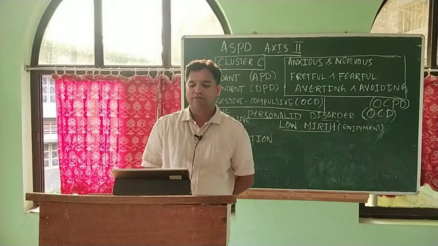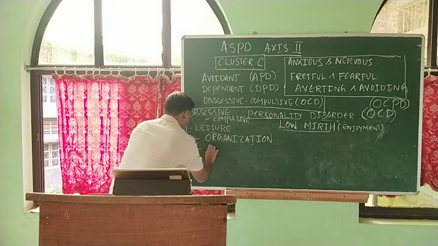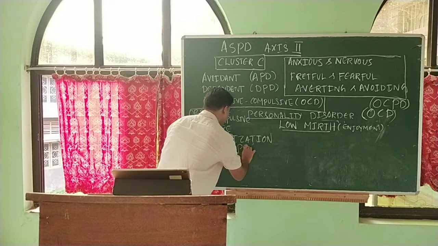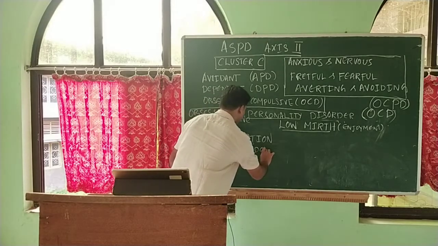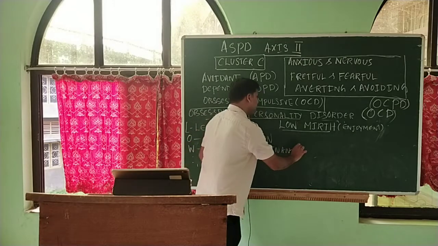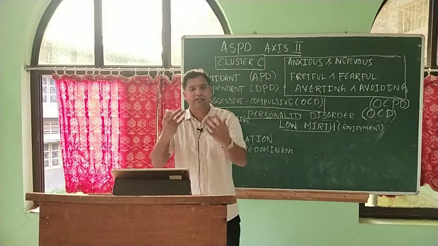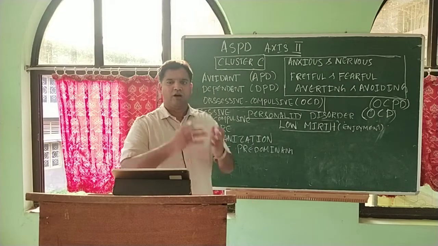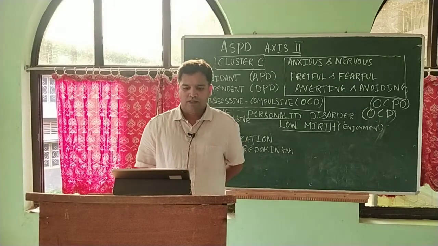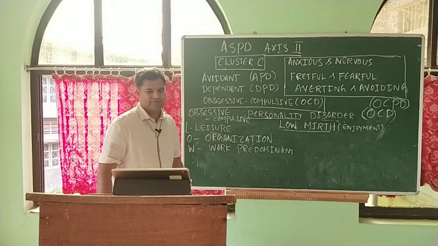And W stands for work. They are workaholics. Their work predominates. Predominantly, they will be working. Again, because of this anxiety and tension inside. Dependent personality people, they will never take up any work. Whereas these people, they will be all the time working, non-stop working. Workaholics. Their work predominates. Work without leisure.